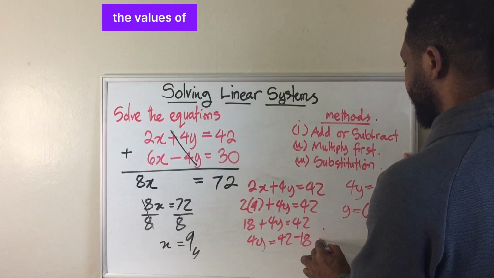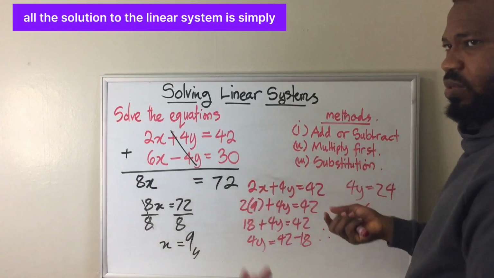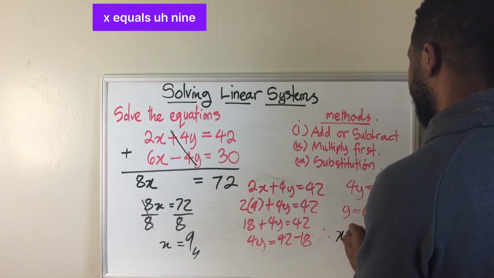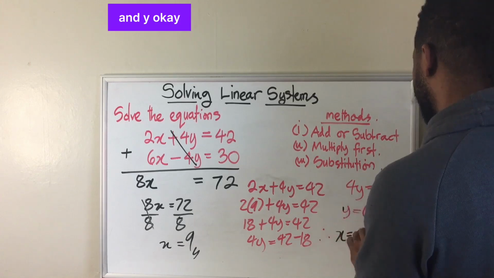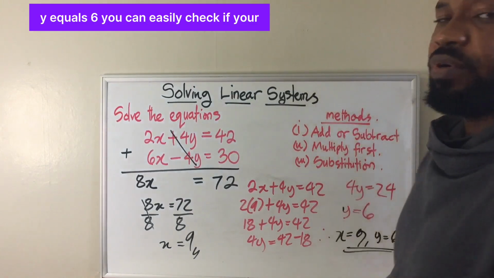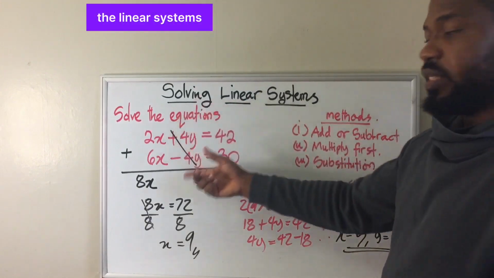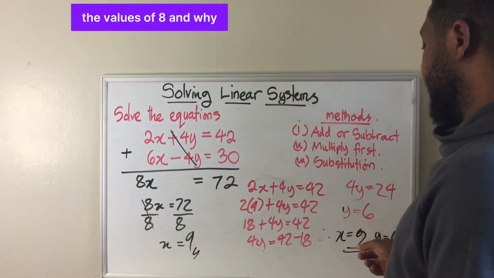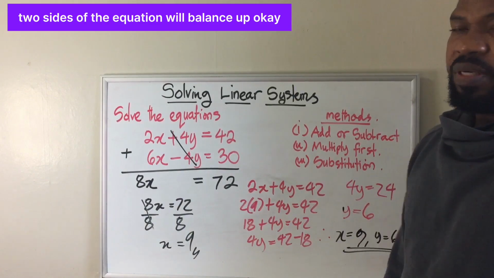Therefore, the values of x and y in the linear system, or the solution to the linear system, is simply x equals 9, y equals 6. You can easily check if your answer is correct by substituting back into both equations the values of x and y, to see if the two sides of the equation will balance out. Okay, this is where we're going to stop.